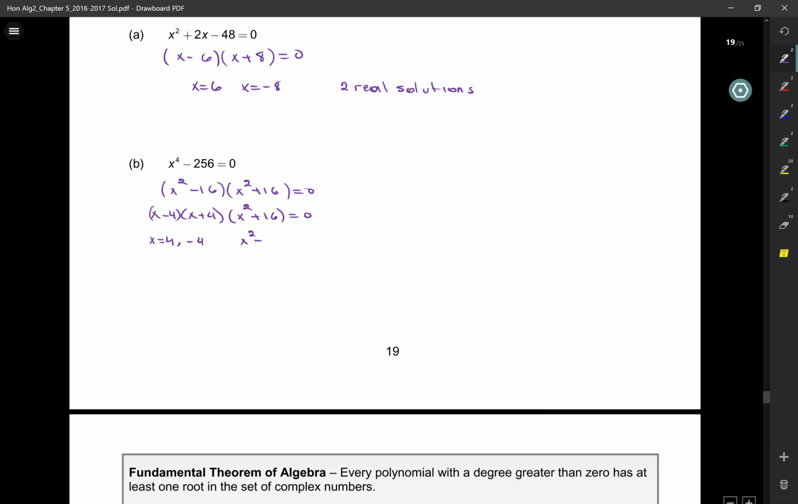From here, x squared equals negative 16. So what's x equal to? Plus or minus 4i. So how many solutions do I have here? I have 2 real and 2, right, they're imaginary or they're complex. Okay?